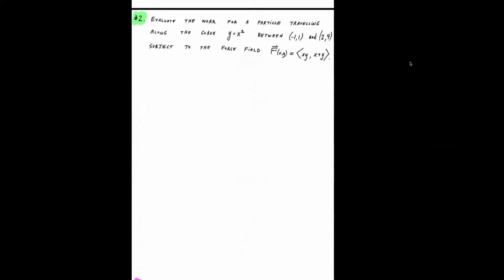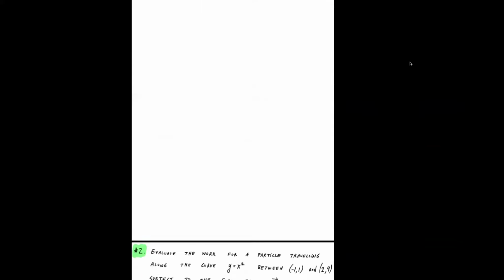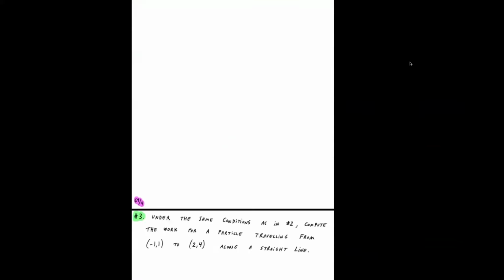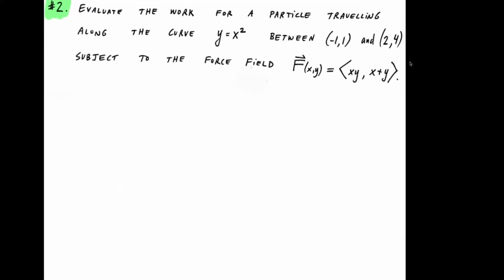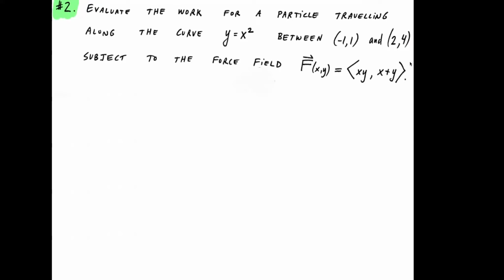Let's do a concrete example or two. Let's see. So yeah, let's take a look at this example, and it'll show you how to go from a word problem like this to setting up the corresponding integral. Okay, so here the problem says evaluate the work for a particle traveling along a curve y equals x squared between (-1, 1) and (2, 4), subject to this force field.